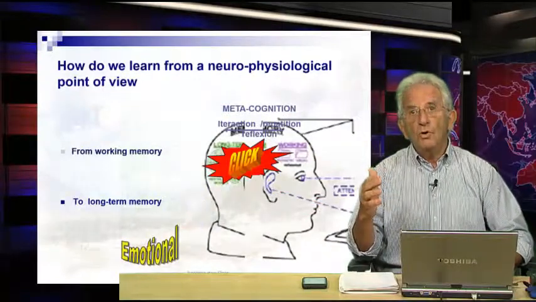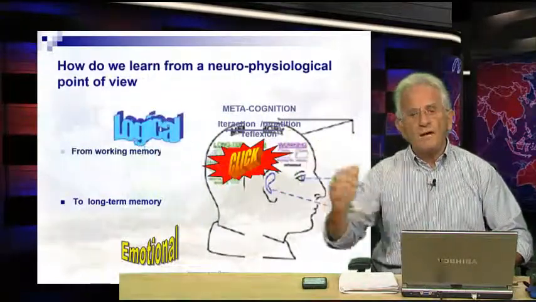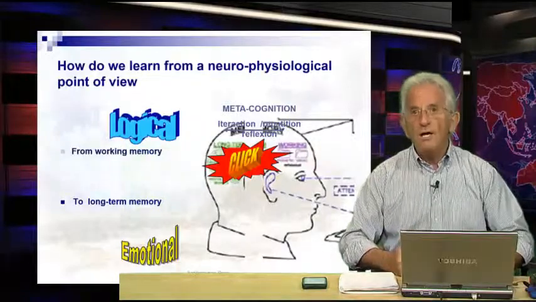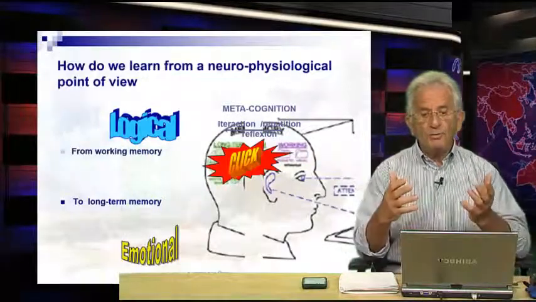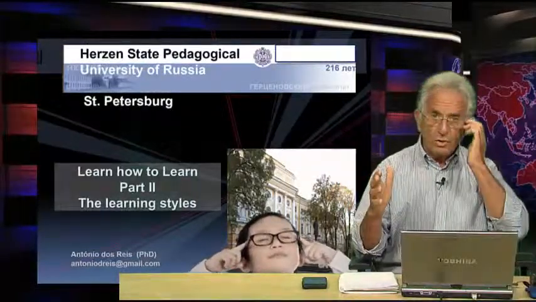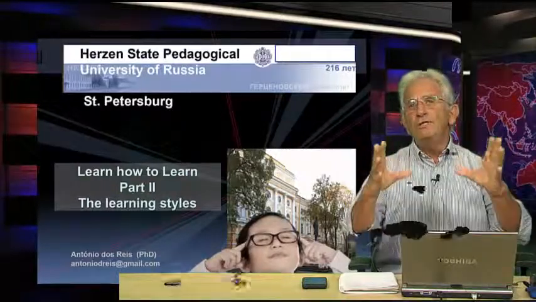So we have an emotional and we have as well a logical rational process. We can understand through two aspects. Let's reflect about this in the next part. And the second part will be the learning styles.